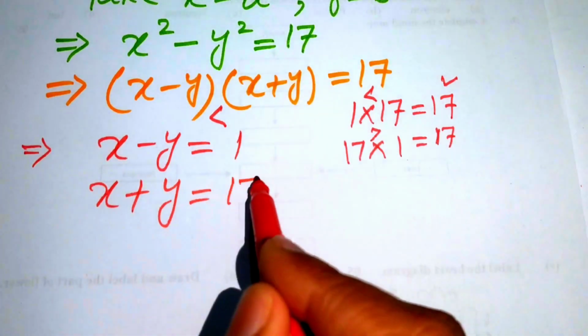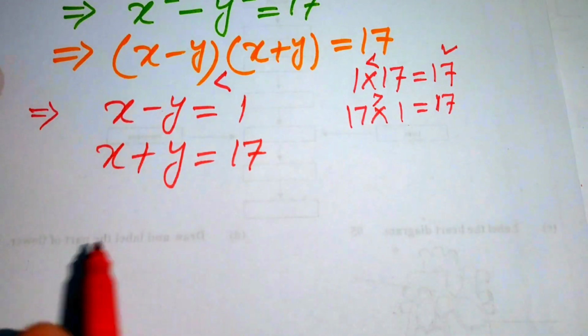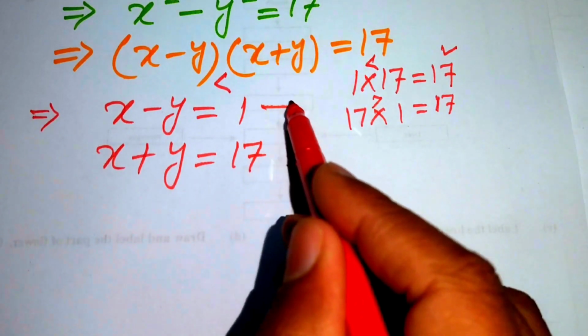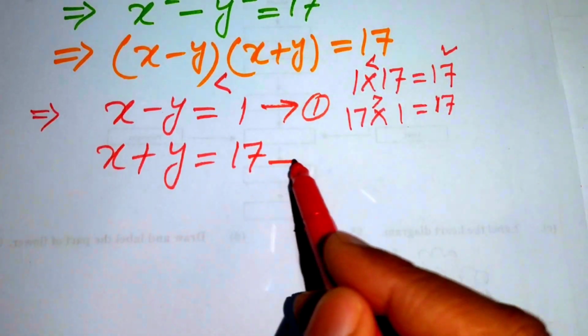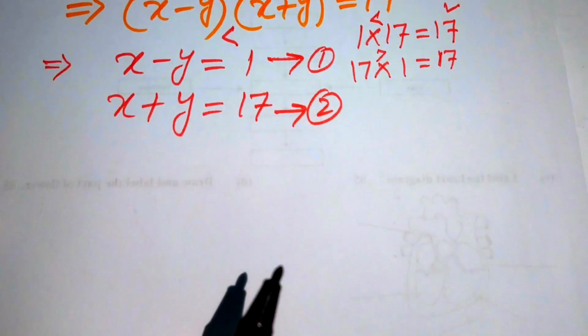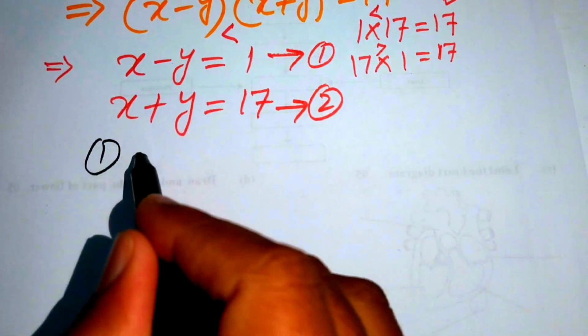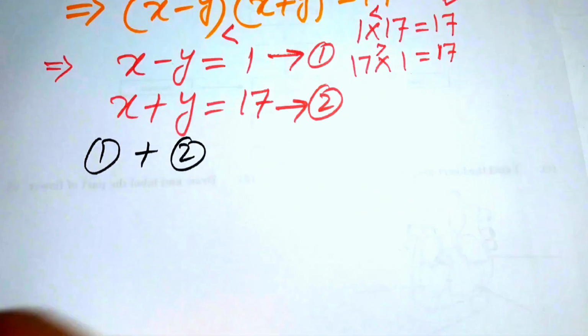and x plus y equals 17. So we get these two equations; we call this equation number 1 and this equation number 2. And now in the next step we solve these two equations and find the values of x and y. So first we add equation number 1 and equation number 2.